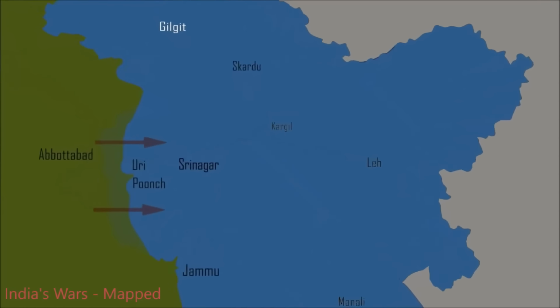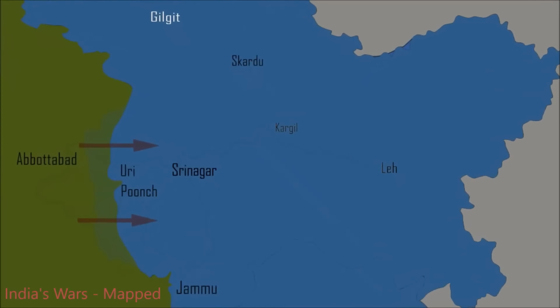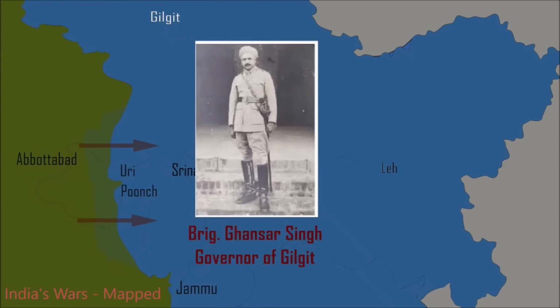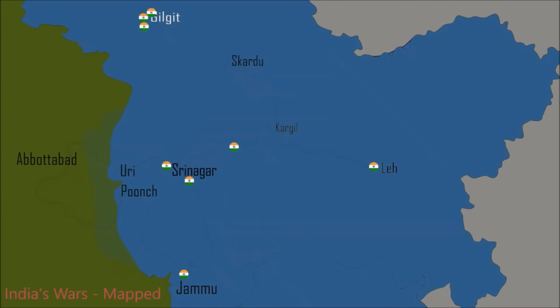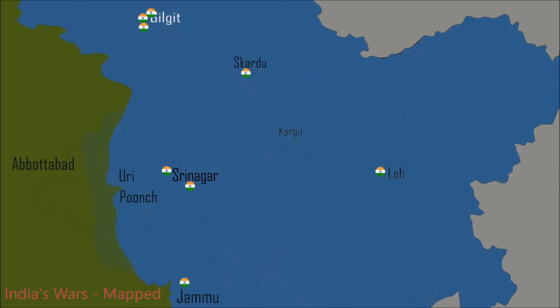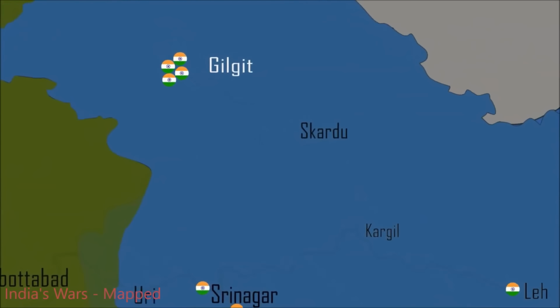When invasions began along the Jammu and Srinagar front, the Indian side had appointed Brigadier Ghansar Singh as the governor of Gilgit and sent him to Gilgit to take control of any emerging situations on that side. The governor reached Gilgit and started building defenses for the town to stop enemy attacks from that front.